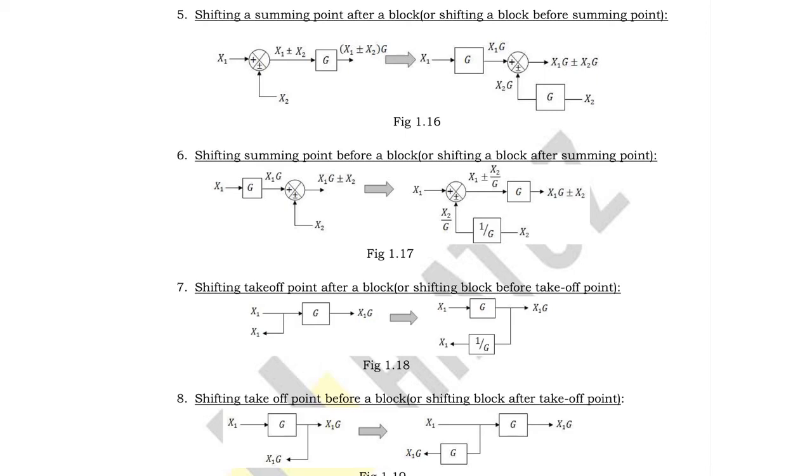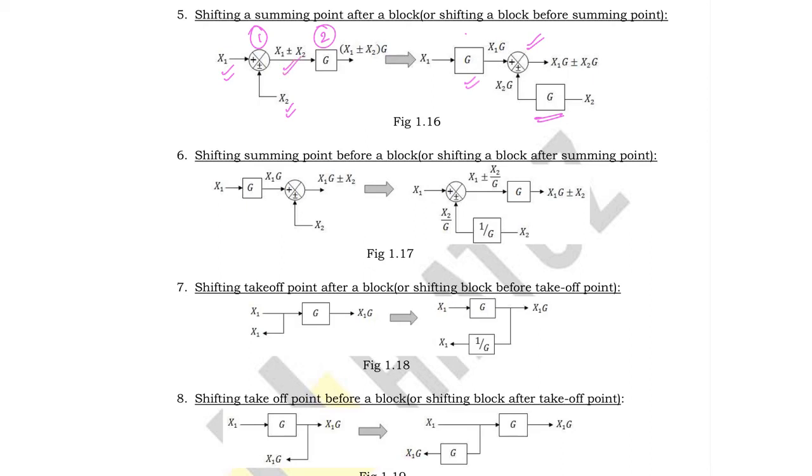Now in this one you have a summing point first and a block next. So you have to shift the summing point to after the block. That means the block is coming first now and the summing point is coming second. In such a case, what do you do? You have x1 and x2 being added at the summing point. So if you shift it to after the block, then you just have to add one block here before we add it to the summing point. So you can verify this.